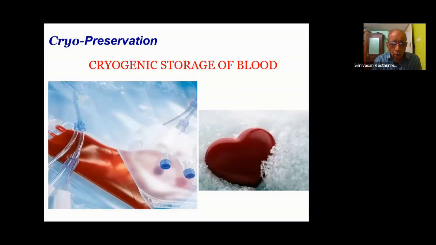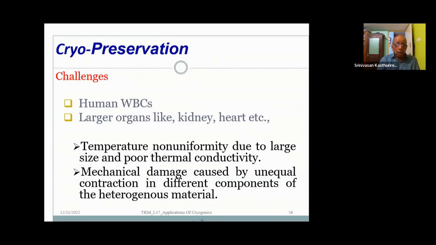How do you make cryogenic storage? For example, if you want to store blood, the blood can be stored in cryogenic fluids. You can take a cryogenic fluid, and then blood can be stored in it. There are a lot of challenges, of course, with human white blood cells.